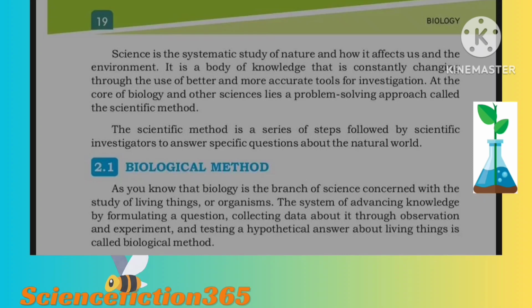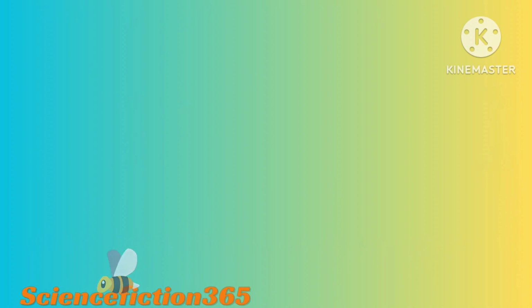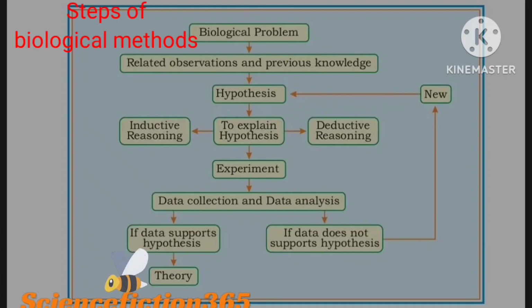What is biological method? Biological method is a system of advancing knowledge by formulating a question, then data is collected by some observations and experiment, then an intelligent guess is made about living organisms. So this whole process is called biological method. Now here are some steps of biological method that are followed by biologists whenever they face any biological problem. You can also see this chart.